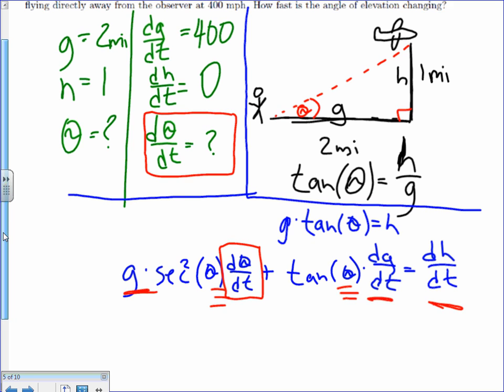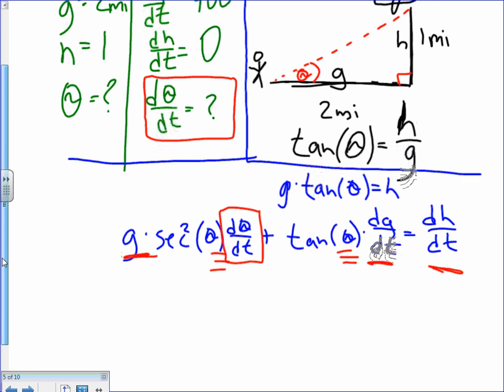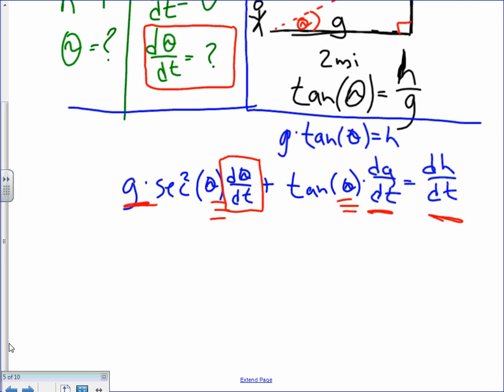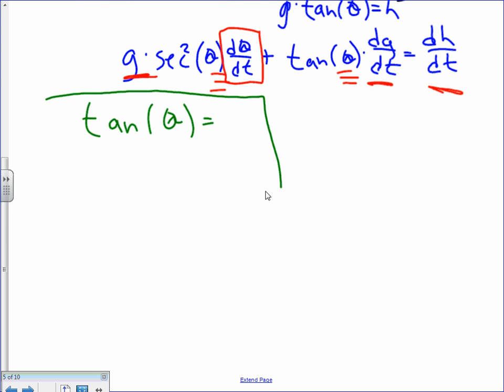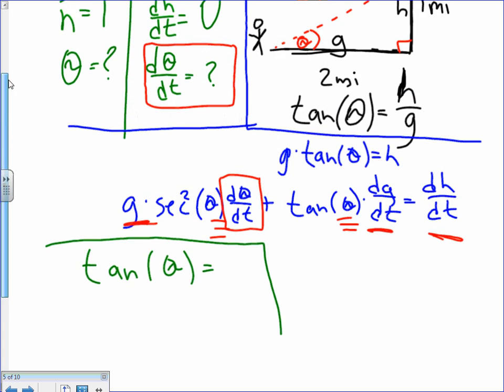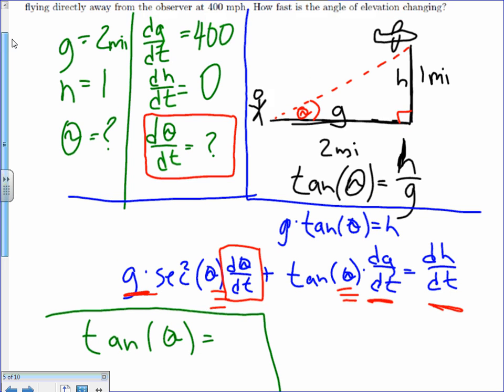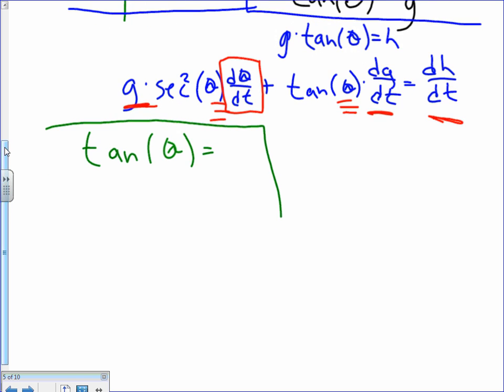So what can I do to get a value for theta? Why, I can use that tangent equation. So let's do that. Let's go down here. Let's use green. Green sounds good. So tangent of theta equals... No, we'll just put it in its own little green box. Tangent of theta equals, what are our values we have right here? h over g, so I'm going to plug in my h over g. That's 1 over 2. Tangent of theta equals 1 over 2.